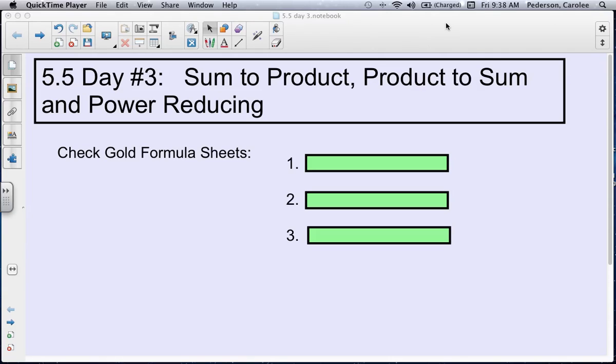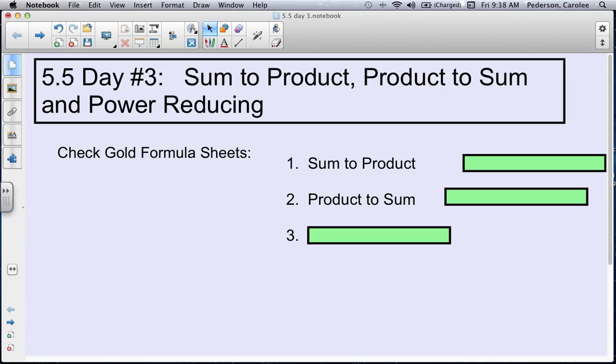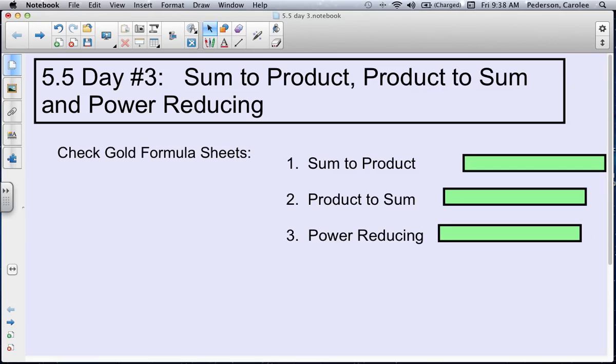This is 5.5, day 3, focusing on the last 3 sets of formulas for chapter 5. You want to check your gold sheet for the first one: the sum to product formula. The next one is product to sum. And then the third one is power reducing. Make sure you can find those on your gold sheet.